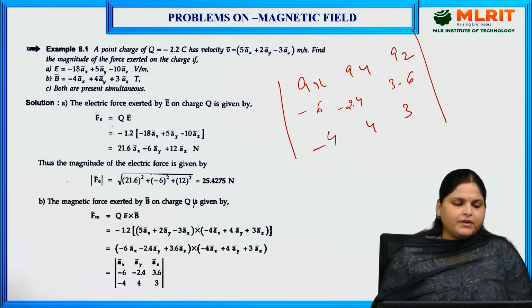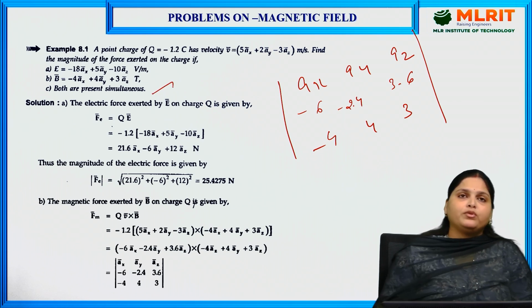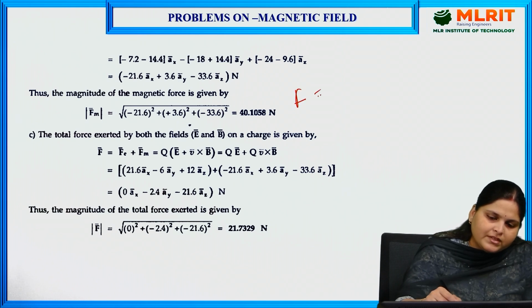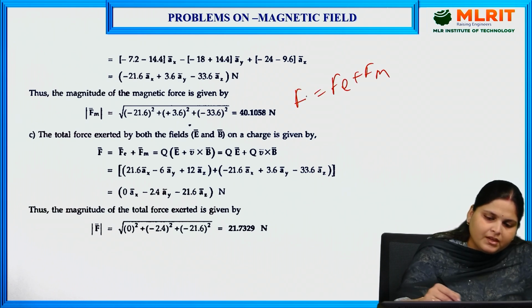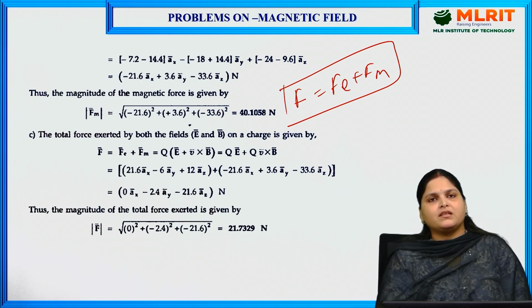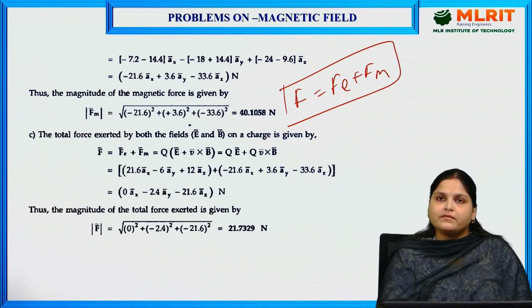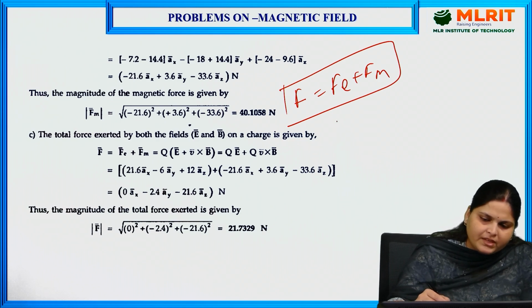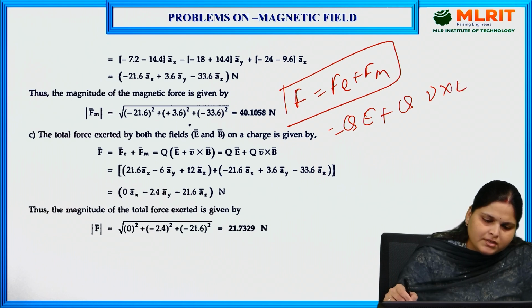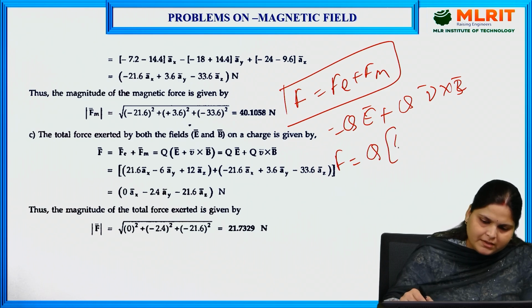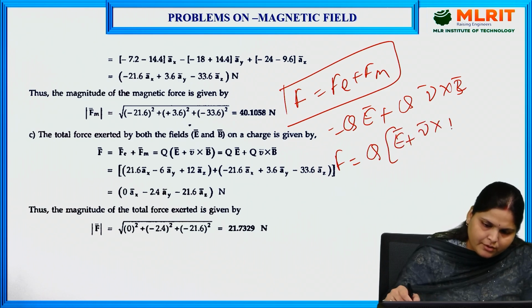Now in the third case, we have to find out when both the fields are present, meaning we have to find the total force. So F equals Fe plus Fm. And this force F is called the Lorentz force, meaning this is the force which includes the electric force as well as the magnetic force on the charge, right? So we know that Fe equals QE and Fm equals Q V cross B, right? So we can write this force as Q common, and this can be written as E plus V cross B.